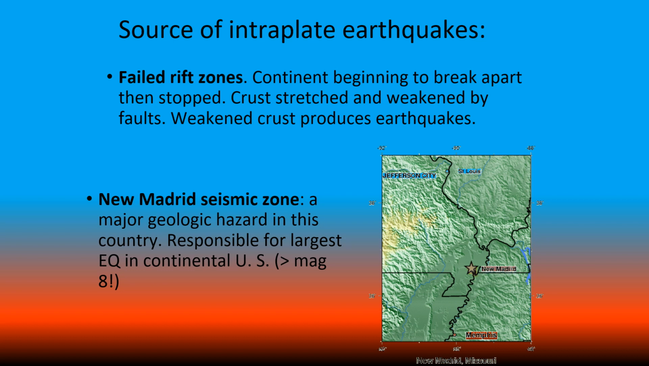One such failed rift is the New Madrid seismic zone in that area of southeastern Missouri that I mentioned. And it's a major geologic hazard in the country. It's responsible for the largest earthquake in the continental US ever, which was a magnitude 8.